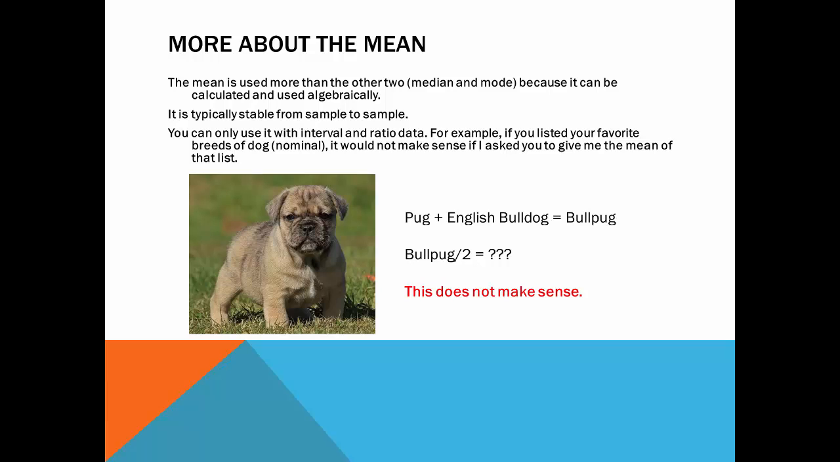But if we were to add these together, what do we get? A bull pug, which is the picture shown right here. That doesn't really make sense, right? Adding those together. Bull pug divided by 2, that doesn't make sense either. So nominal variables, you can't really be adding them, and you can't divide them. It doesn't make sense to get a mean.